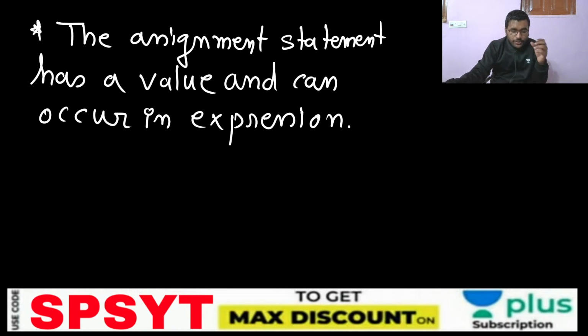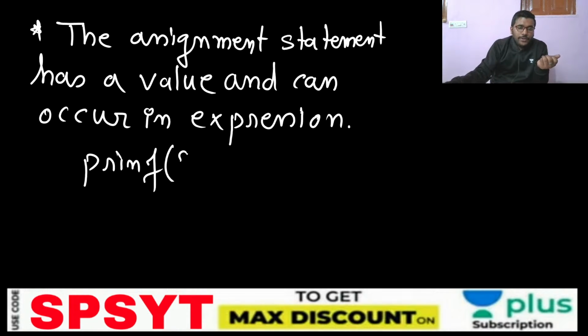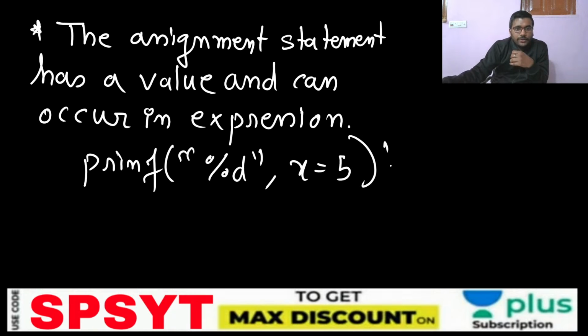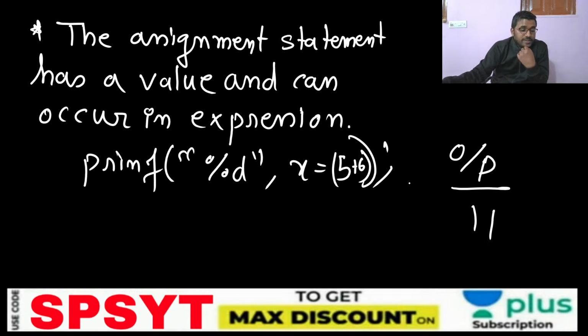If you are having, like, printf percentage d, x equal to 5, so it will give 5, plus, you write 5 plus 6, so the output will be 11. 5 plus 6 is 11. So whatever value it is going to have in the leftmost side, that is going to be the value of this expression. So assignment is also an expression and can occur in an expression. The assignment statement has a value and can occur in the expression.